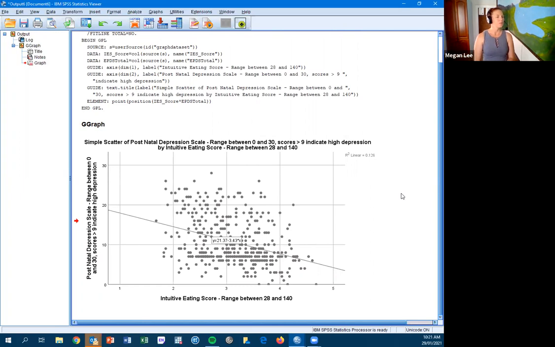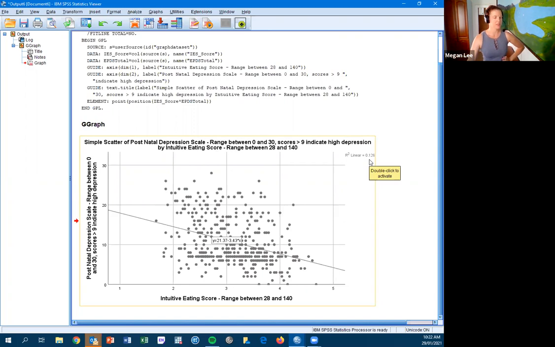Interesting, hey? So it definitely has a negative trend. As intuitive eating goes up, depression goes down, which is great. But you can see that very weak relationship because the dots are kind of scattered everywhere. They're not really close to that line. And that's reflected in that correlation of 0.2 something. You can see the R squared up here.